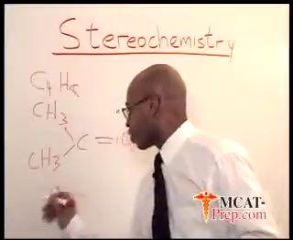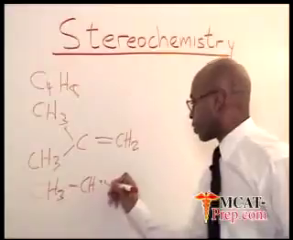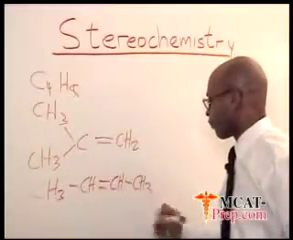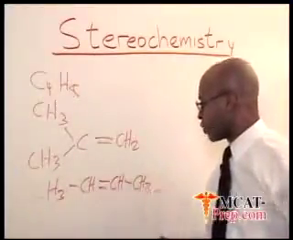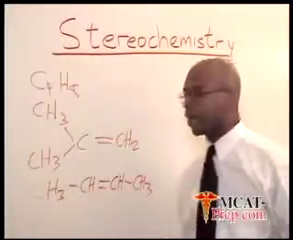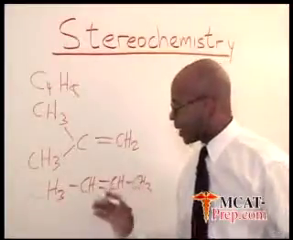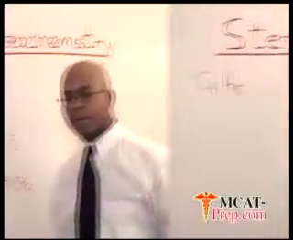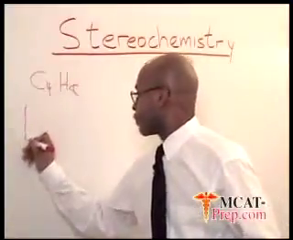Let's look at another compound. CH3, CH, we have a double bond here, CH3. So here we have 4 carbons, 1, 2, 3, 4 carbons, 3 hydrogens, 4, 5 hydrogens, another 3, 8 hydrogens. 2 different compounds, same molecular formula, same composition. Therefore, these are isomers.